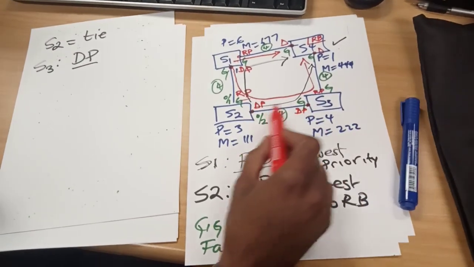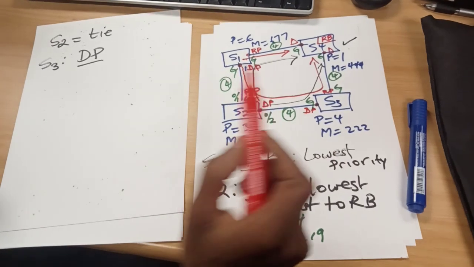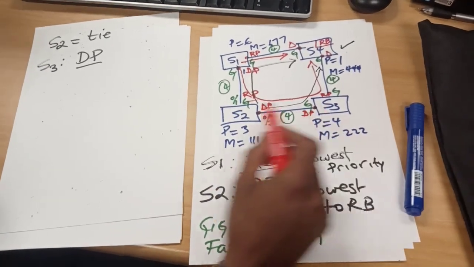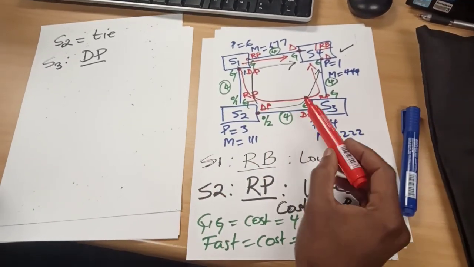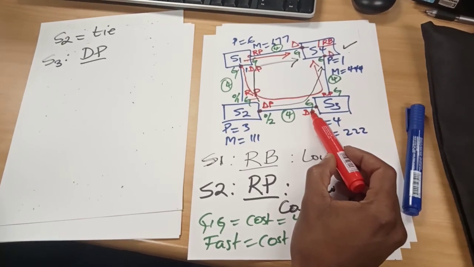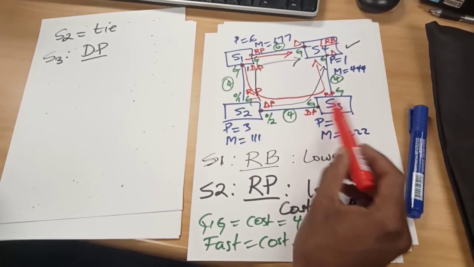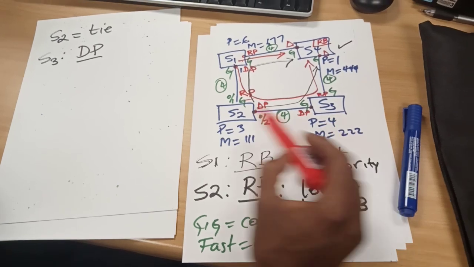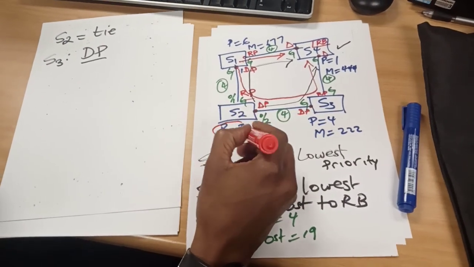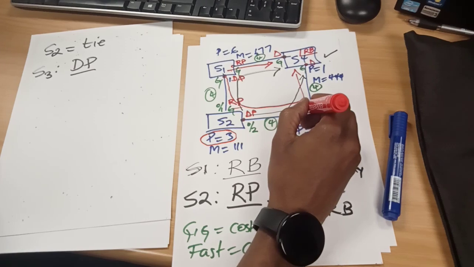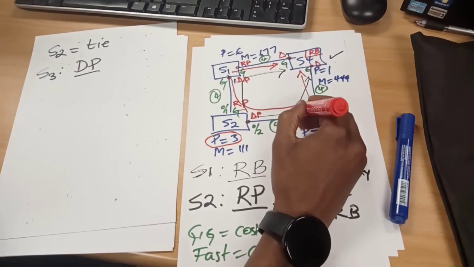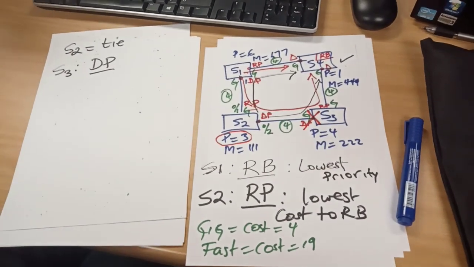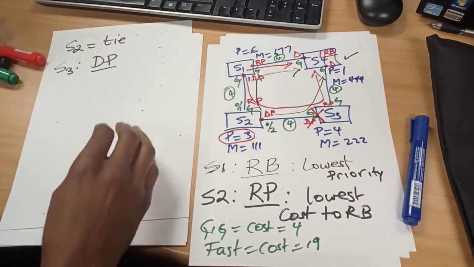Now you're going to have 2 designated ports. One must be blocked. 2 designated ports means there's a loop. How are you going to block it? You must check for the lower priority. This one has a lower priority, so you are going to block this one. So this is how, guys, you have to proceed.